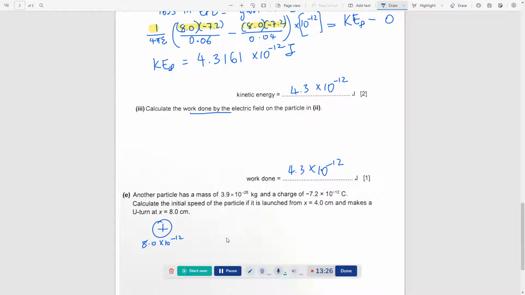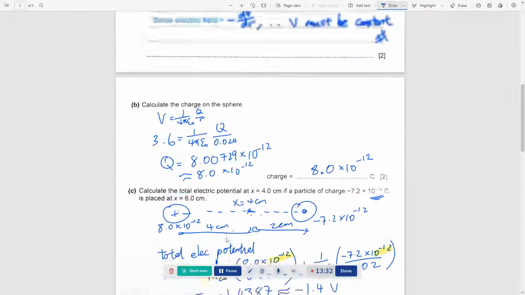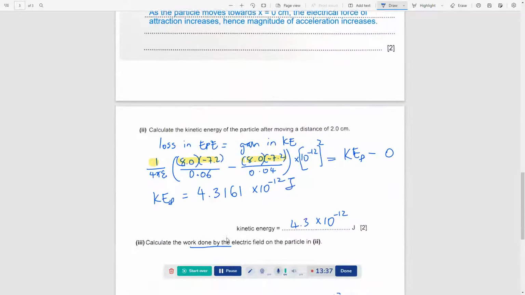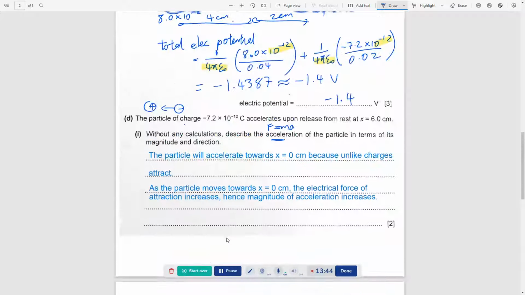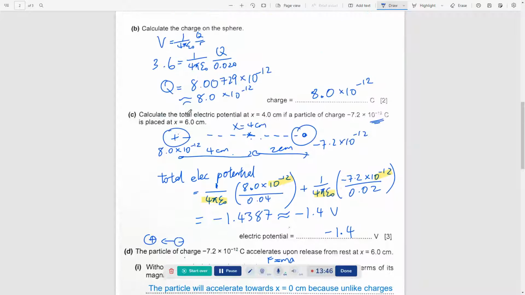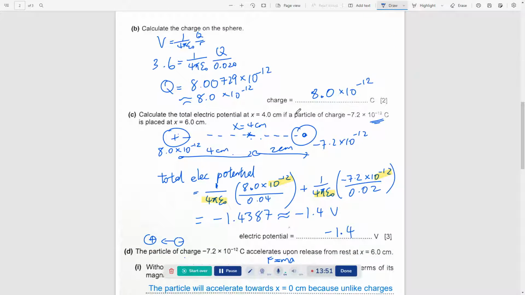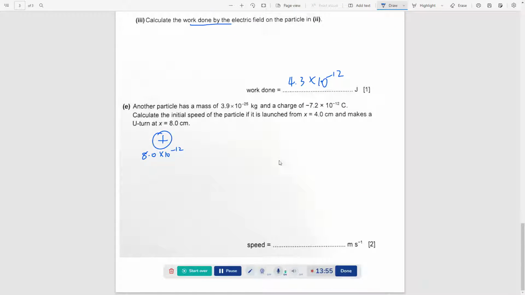Okay, this one is not clear whether the original particle is there. I will guess that the particle from part D and part C means there's an "if" here. So originally it wasn't there. So I would say that the particle is not to be considered for part E, especially because of the words "another particle".